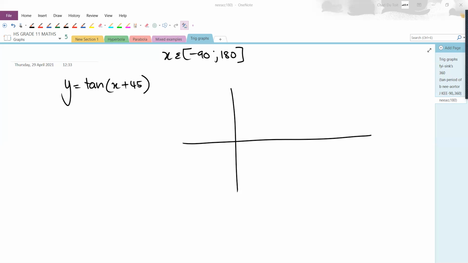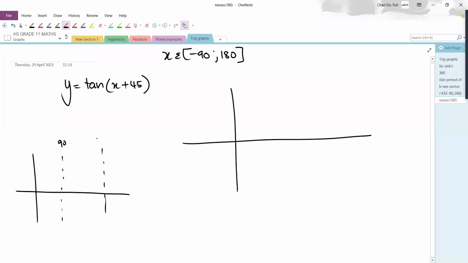You managing? Yes, sir. Okay, I'm just going to do this for my own reference. That was your old tan graph, the normal one. You could have drawn it on if you want to.